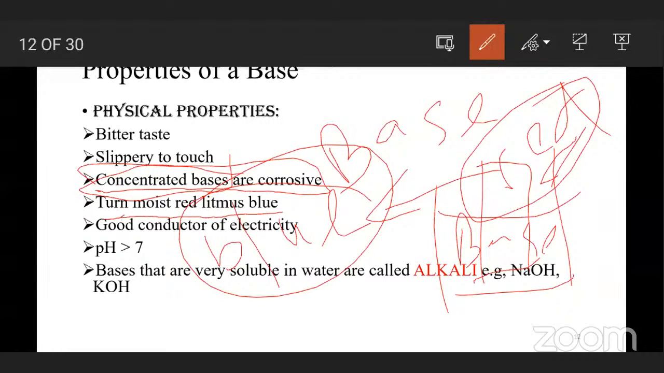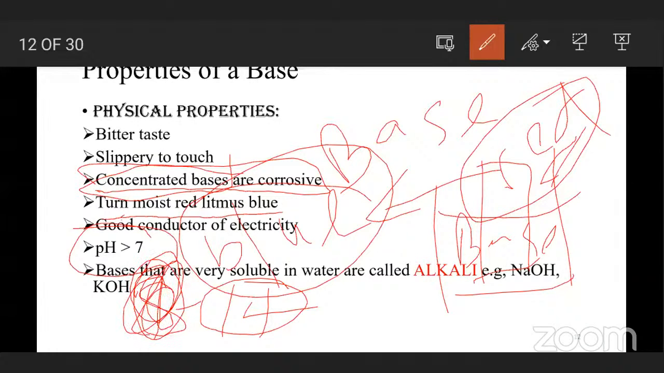A base also is a good conductor of electricity, and the pH value is greater than 7. So the pH value of a base is maybe 8 to 14. As it approaches 14, it means that's a concentrated base. And if the pH is around 8, it may be a weak base.